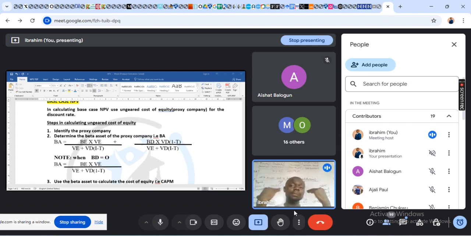You can see when beta debt is equal to 0, your BA will be equal to BE times VE divided. So all these variables, all these items are for what?